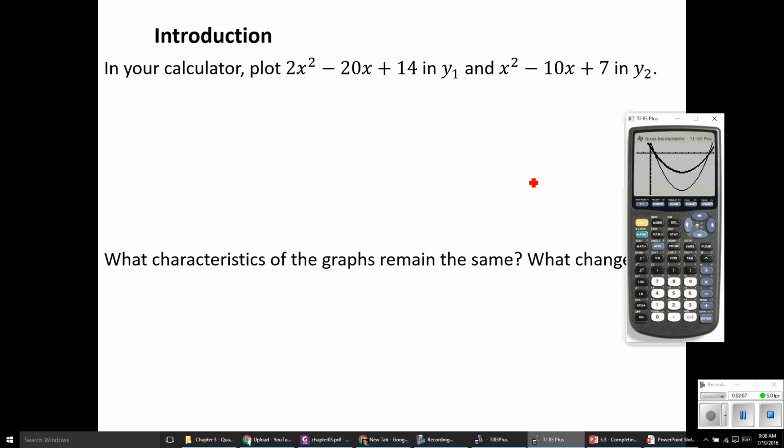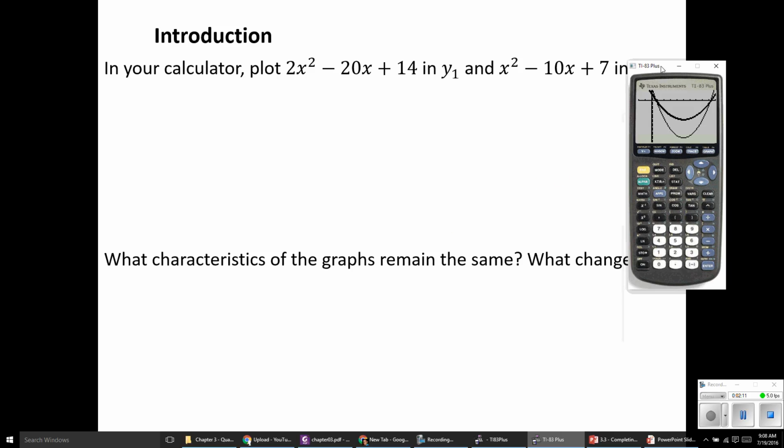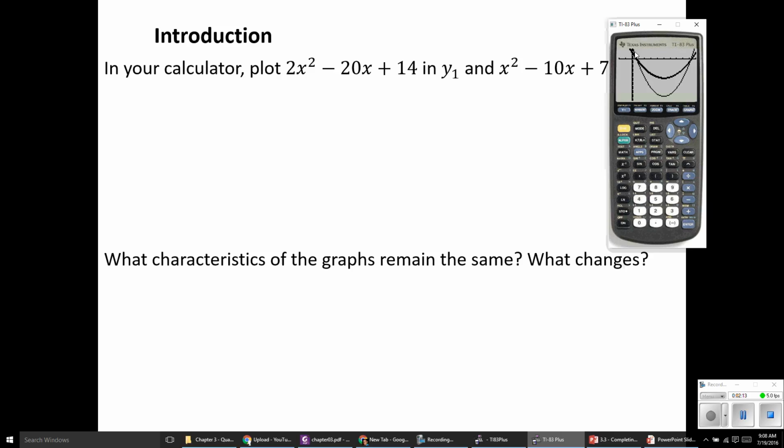So as far as what remains the same, what changes, well, here's what I see. I see that the first function, the thin line, has a vertex that's much lower, and you can see it looks like it is much steeper. So, the 2 out in front of that x squared telling us it's twice as tall, definitely living up to its reputation there. So that is one difference that I notice.